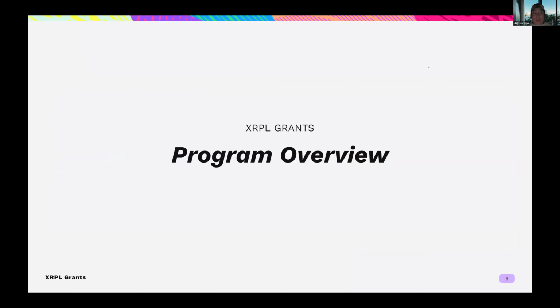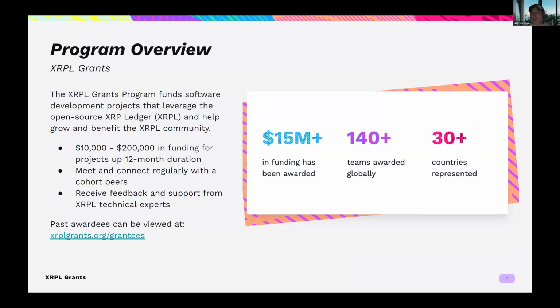Now I'm going to jump into a little bit about the XRPL grants program, what it is and what it entails. With the XRPL grants program, we fund software development projects that leverage the XRPL. Funding amounts range anywhere from $10,000 to $200,000, and usually run for about 12 months.